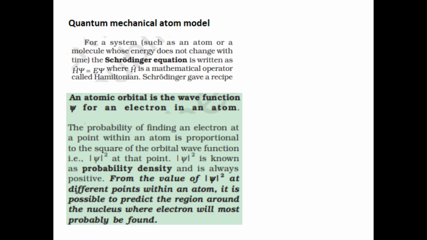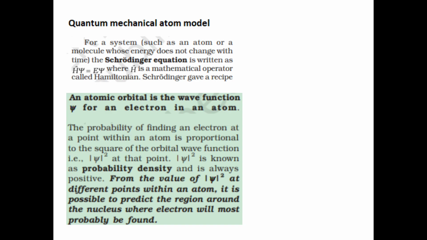In the quantum mechanical model of the atom, for a system, the Schrödinger equation is written as H cap psi is equal to E psi, where H cap is a mathematical operator called the Hamiltonian operator. Schrödinger gave this equation.